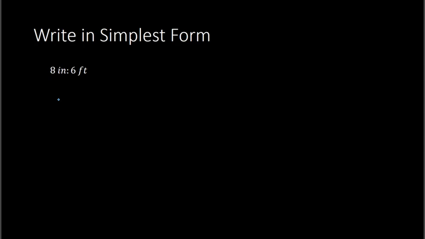Here's another example. We have 8 inches to 6 feet. Once again, the units are not the same. So I need to convert either inches to feet or feet to inches. Converting feet to inches is probably the easiest to convert. So 6 feet, you can convert to inches by multiplying by 12, because 1 foot has 12 inches. So 6 times 12 would be 72 inches.